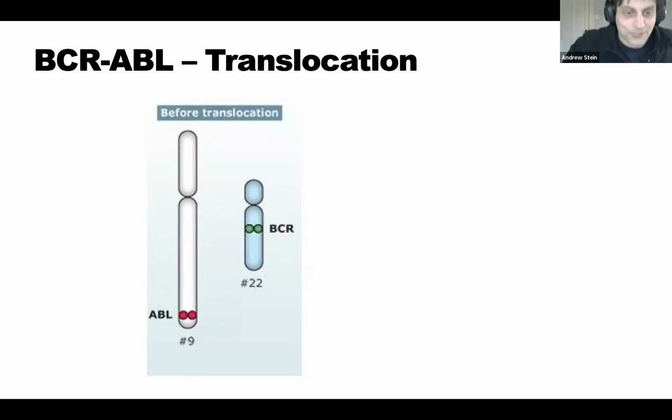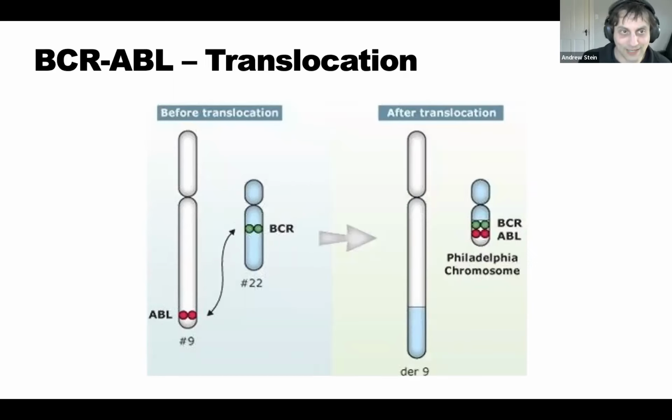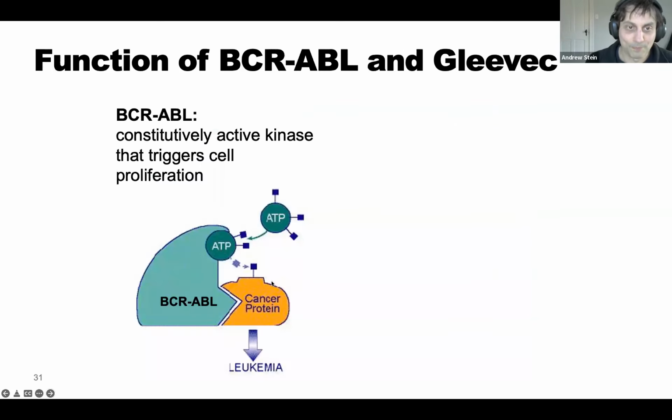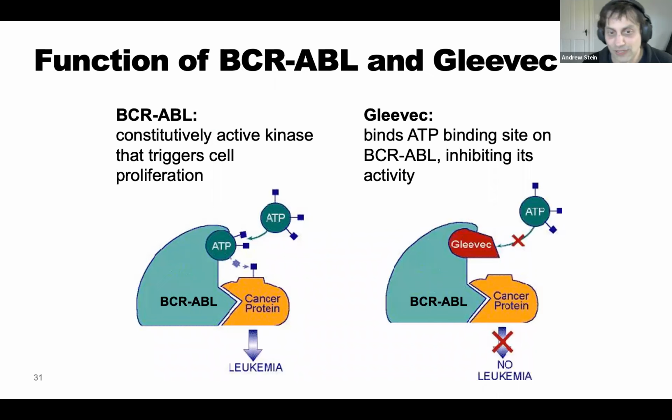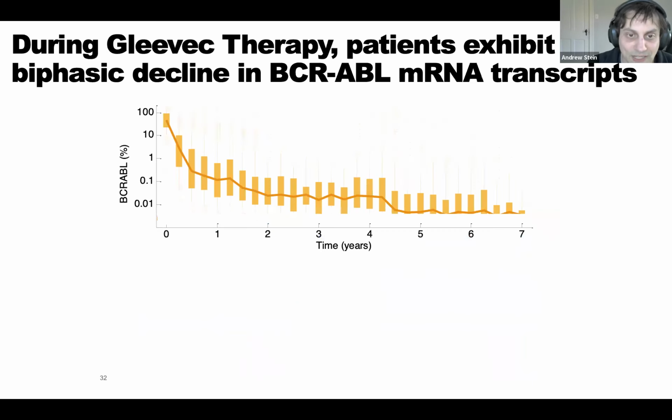Probably everybody knows this, but I just wanted to go through really quickly that in CML, the cause is a translocation between these two chromosomes. At the point where they're translocated, the gene for BCR and the gene for ABL are put smack dab next to each other, and you get this chimeric protein that no healthy cell makes. BCR-ABL is a constitutively active kinase that triggers proliferation. Gleevec comes in and inhibits the phosphorylation, and so it leads to the death of leukemic cells.